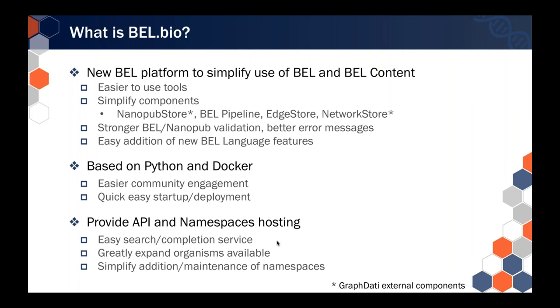We have much better Bell and nanopub validation, better error messages, and better completion support for building Bell statements. And we have focused on making it very quick and easy to add new Bell versions and language features. It's based on Python and Docker, and it's very quick and easy to start out with a simple Docker Compose app.